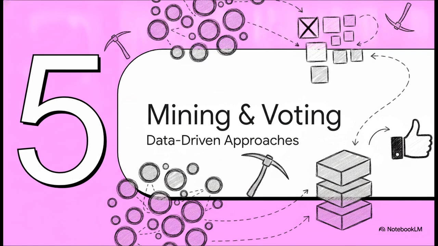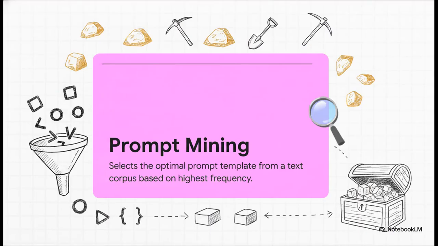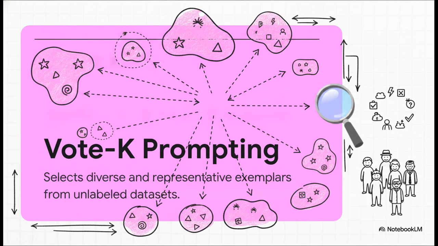Section 5. Mining and voting techniques. Let's move on and see how this builds on what we've learned as we look at techniques that leverage really large data sets. Our first data-driven approach here is prompt mining. You can think of this technique kind of like a digital gold prospector sifting through a massive corpus of text. Instead of just guessing which prompt template works best, prompt mining automatically selects the optimal template for a given task based on the one that appears most frequently in a relevant text corpus. So you're actually letting the raw data dictate the most successful framing for your prompt, rather than just relying on human intuition.